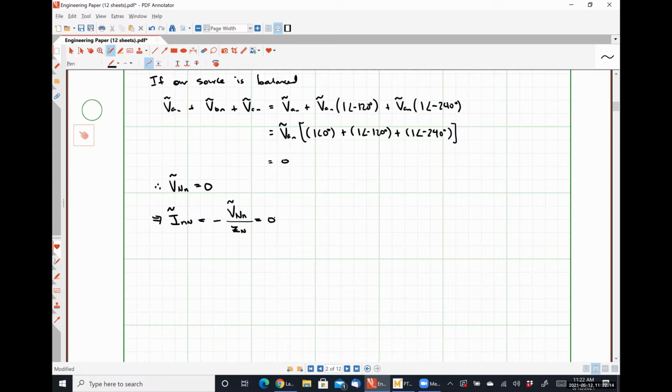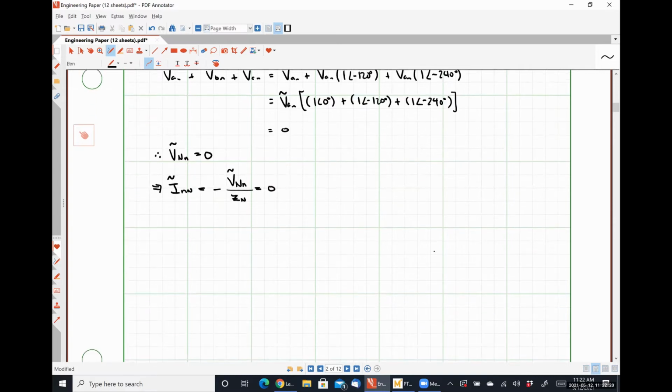Okay, so if we wanted to look at our line currents then, our line current IAA will be VAN minus VNN all over ZWA plus ZYA, which for our balanced system reduces to VAN divided by Z wire plus ZY.